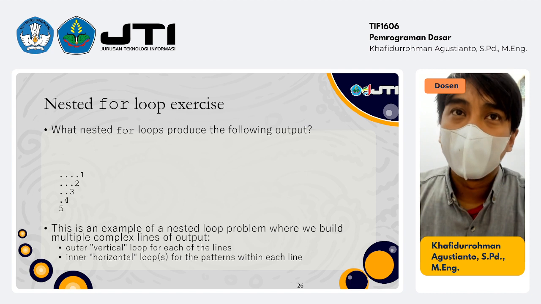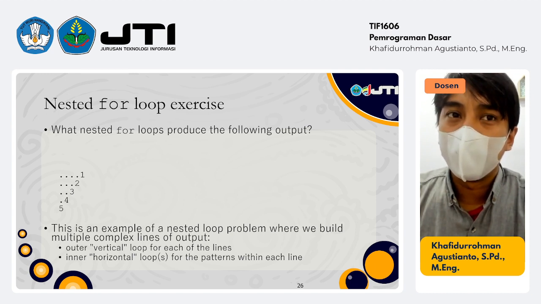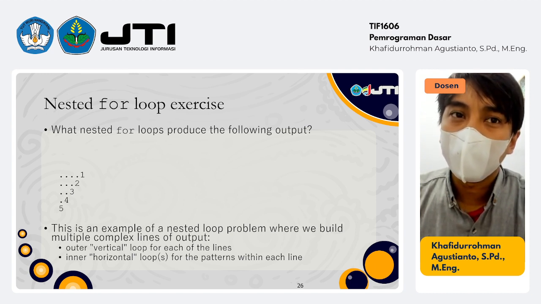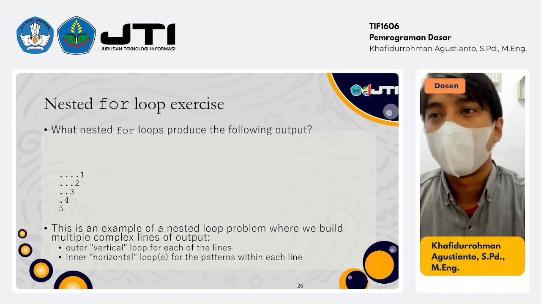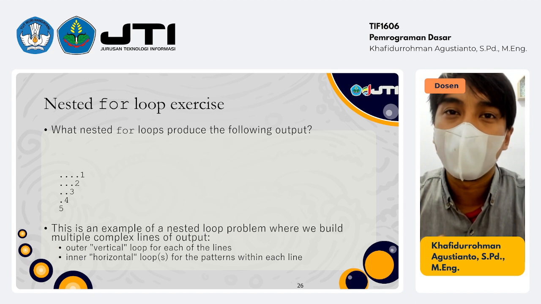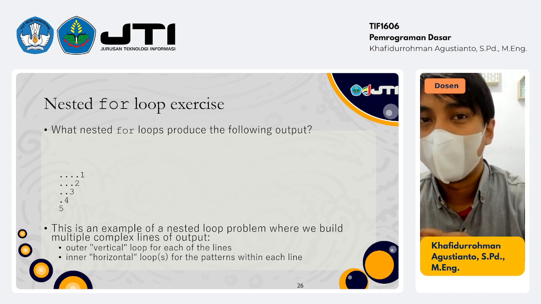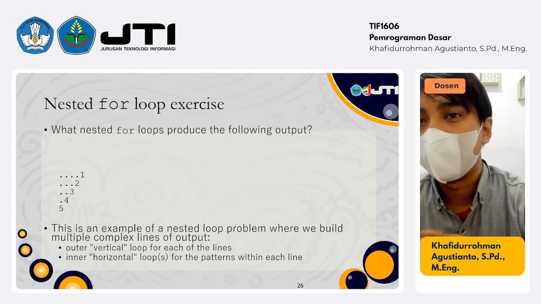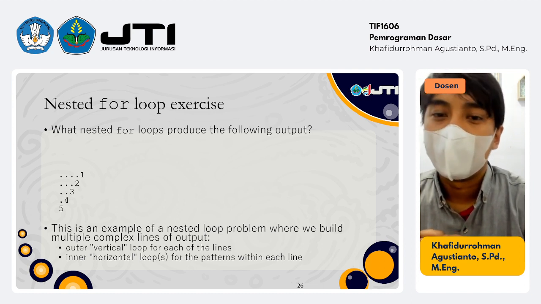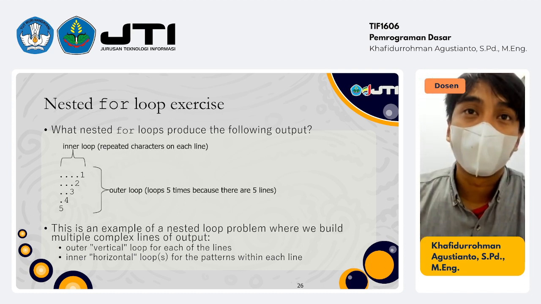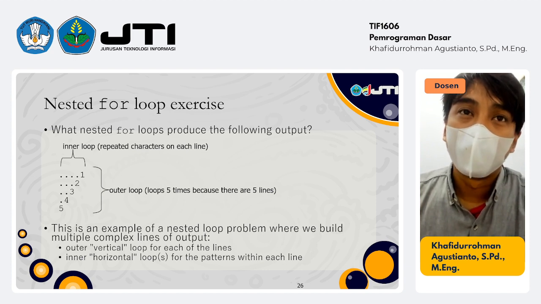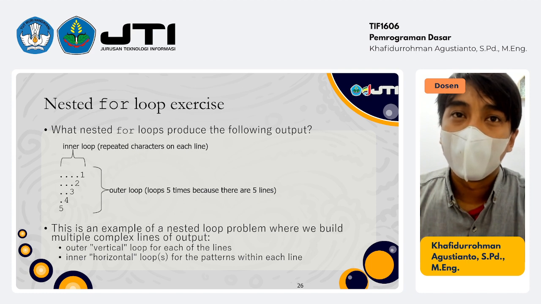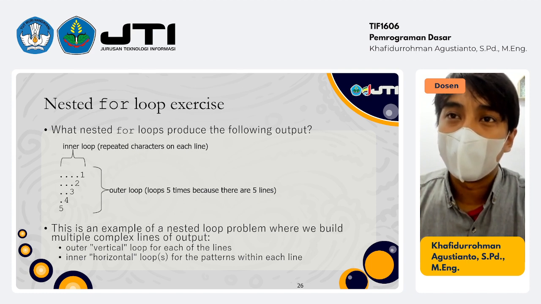What nested for loops produce the following output? This is an example of nested loop problems where we produce multiple complex lines of output. Outer vertical loop for each of the lines, inner horizontal loops for the patterns within each line. Inner loop repeats a character each time. Outer loop loops 5 times because there are 5 lines.